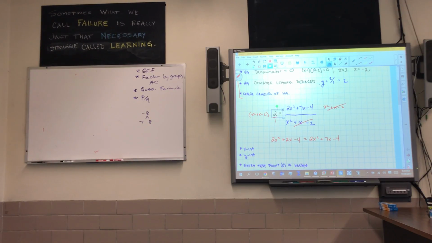But now what's really nice is that you get a pretty simple equation here. Now it looks problematic, but what's going to happen with the 2x squares? Cancel out. And a lot of times that's going to happen. Okay. What happens with the negative 4s?